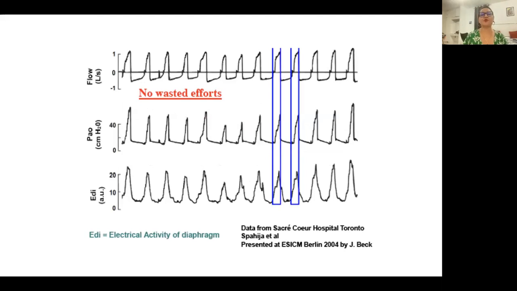Now, if you decide to synchronize your ventilation with the EDI, that is the electrical activity of the diaphragm, what you see here is the electrical activity of the diaphragm which is happening. And this is the time when the pressure is increased, and this is the flow. So you can see how synchronous it is, first of all. Also, there is no wasted effort. There is no time when the diaphragm has started the activity and the pressure is not being delivered.